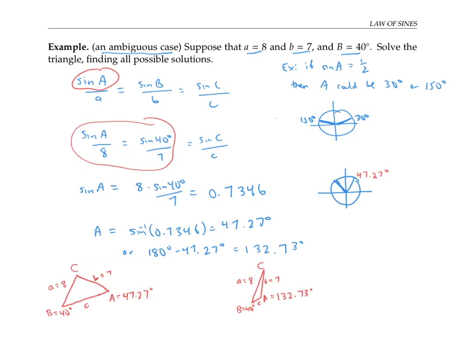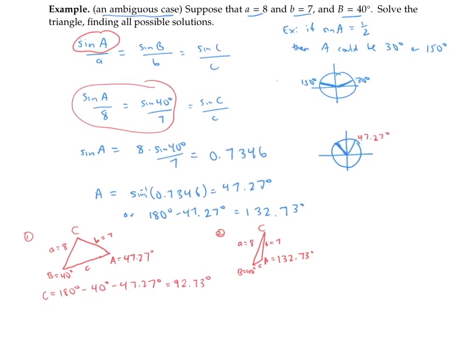In the left side, I'll call this case 1, we can solve for angle C by taking 180 degrees minus angle B minus angle A. That gives us an angle just over 90 degrees, 92.73 degrees. Now we can use either the law of sines or the law of cosines to find the final side length C. I'll use the law of sines again. So I'll plug in the value of angle C into this part of my equation and solve for C to get C equals sine 92.73 degrees times 7 over sine 40 degrees, which works out to 10.88.